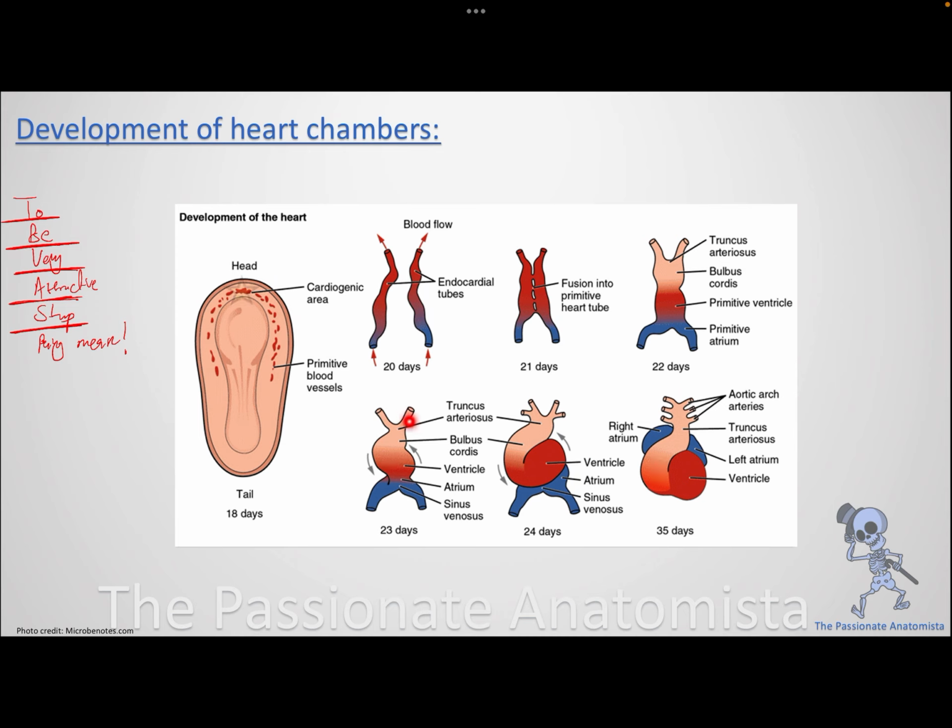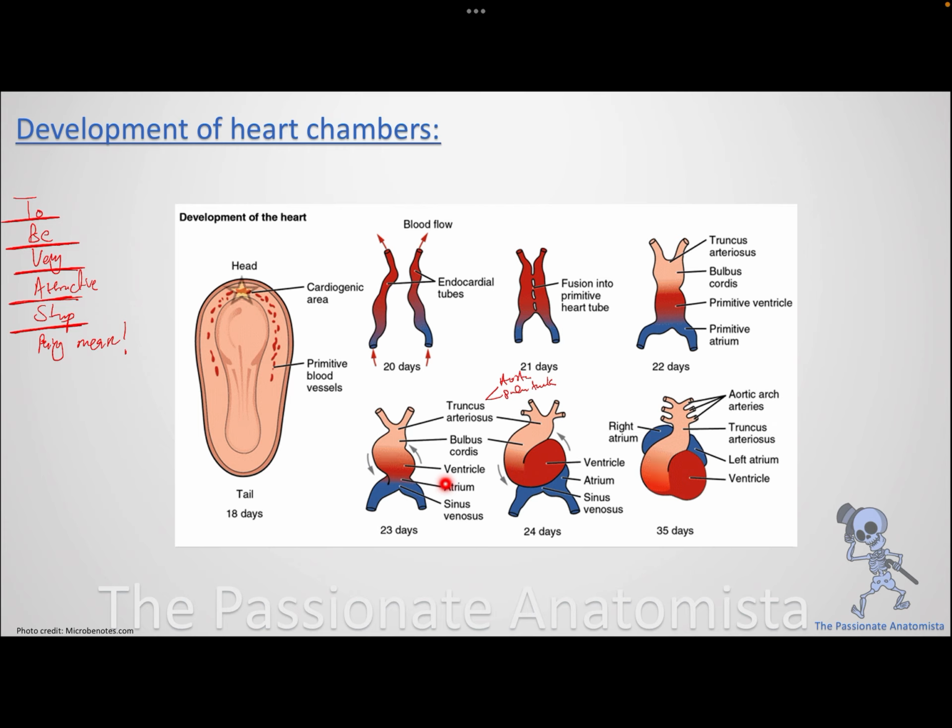So as you can see in this diagram, this is going to be the arterial end of the heart, and this is going to be the venous end of the heart. With more development, looping of the heart and rotation, it will give you the final look of the heart. The venous end is going to come closer to the arterial end to give you the final look of the heart. So by those names, you know that the truncus arteriosus is going to give you the arterial parts of the heart, which is basically your aorta and pulmonary trunk.